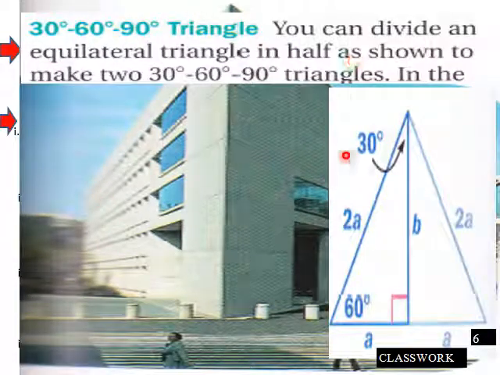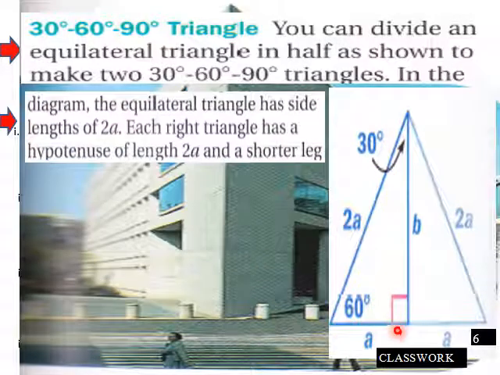30, 60, 90. Now we come with our 30, 60, 90. This is a 60. This is a 30 degree. This will be your 90 here. The equilateral triangle has a side length of 2a. So we have a situation here where this is 2a, this is 2a, and then both these are 60s. So this is a 60, and then this will be another 30 on this triangle here.